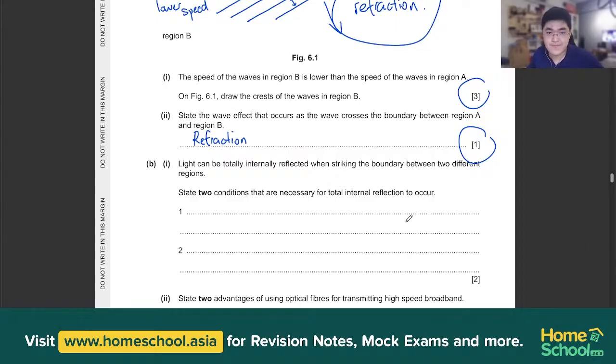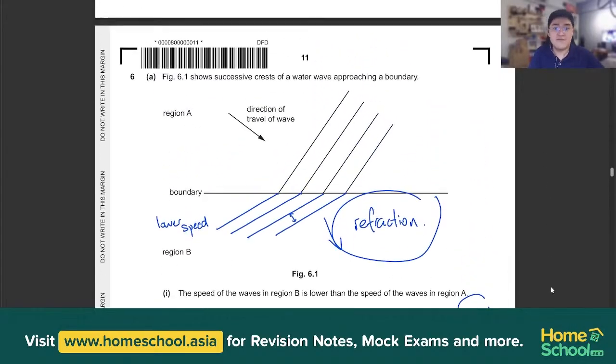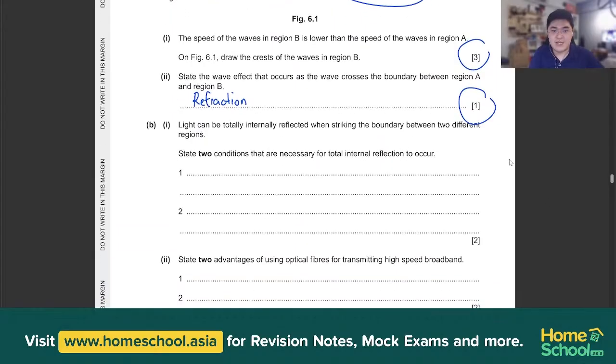Okay, now let's move on to question 6 already. Wow, my goodness. Question 6, part B. As you can see here, light can be totally internally reflected when striking the boundary between two different regions. State two conditions that are necessary for total internal reflection to occur.